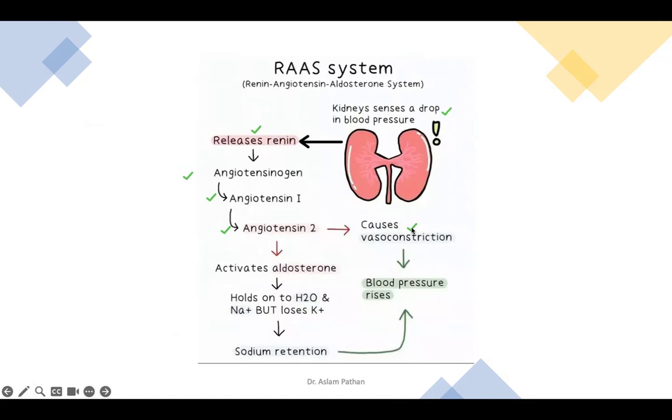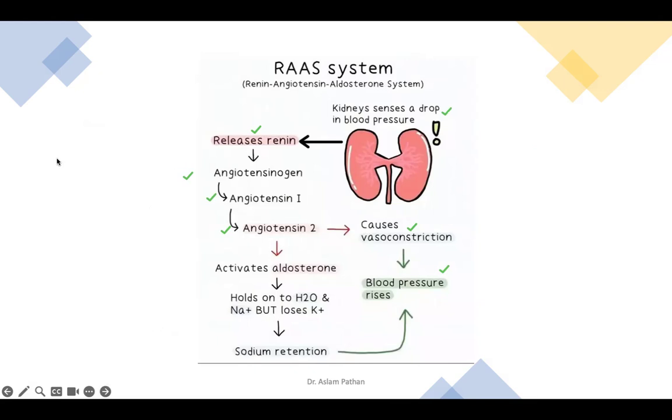Angiotensin 2 causes potent vasoconstriction, and this vasoconstriction means increase in the peripheral vascular resistance that leads to increase in blood pressure. This is one mechanism of increase in the blood pressure. When kidney senses drop in blood pressure, it releases the kidney enzyme renin, renin to angiotensinogen, then angiotensin 1, angiotensin 2. And angiotensin 2 is a potent vasoconstrictor that leads to increase in the blood pressure.